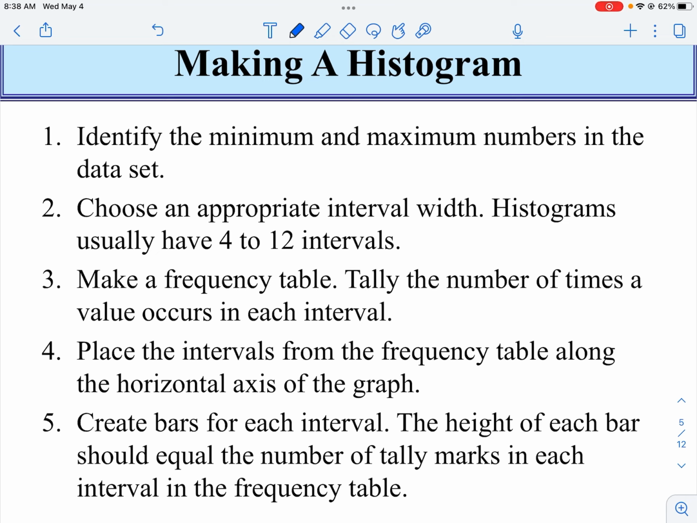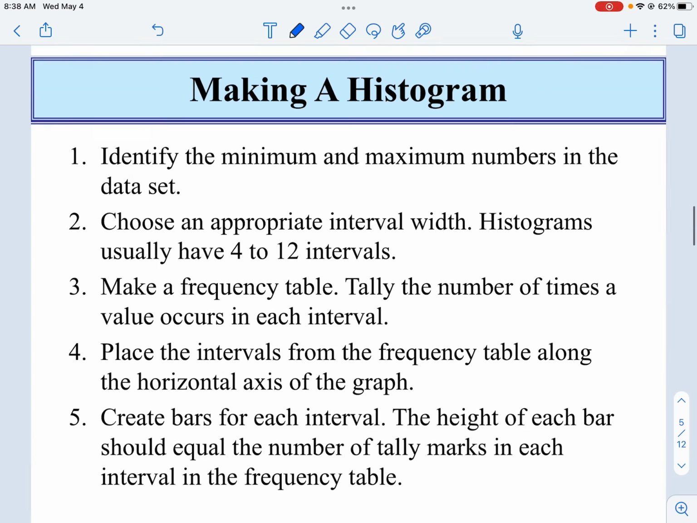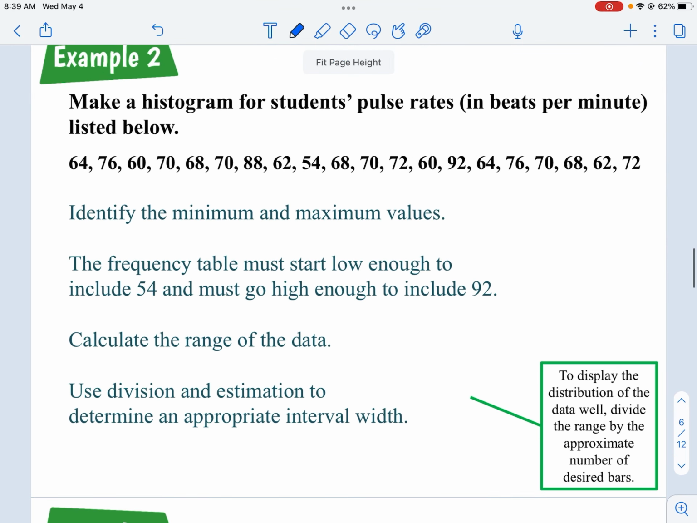Place the intervals from the frequency table along the horizontal axis of the graph, and then create bars for each interval. The height of each bar should equal the number of tally marks in each interval in the frequency table. Okay, so once you get to the homework, you're going to want to use this slide to actually create a histogram. Okay, we're going to go over an example.